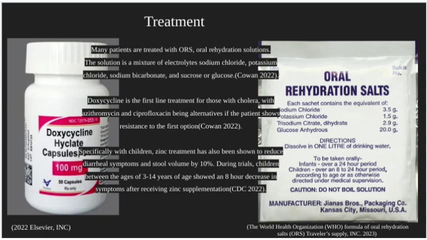Specifically with children, zinc treatment has also been shown to reduce diarrheal symptoms and stool volume by 10%. During trials, children between the ages of 3 to 14 years of age showed an 8-hour decrease in symptoms after receiving zinc supplements.